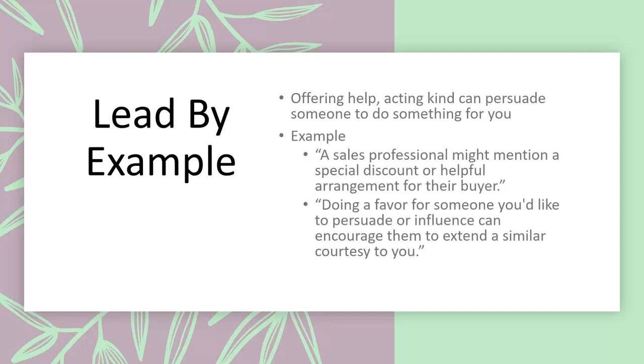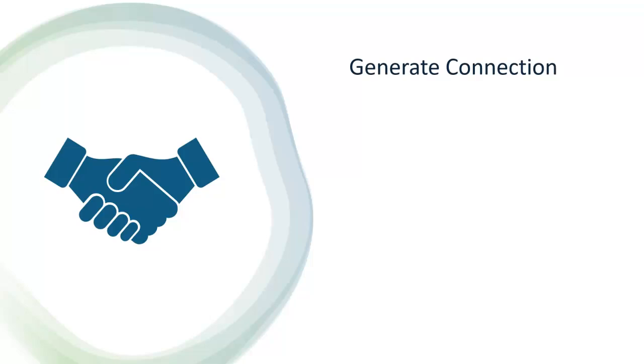Notice in that example I just gave, you're also using finding commonalities, which is important because if you can combine multiple of these, you're even more likely to convince someone of this. So you can see right here, leading by example, doing a favor for someone, any of these things right here, making them want to agree with you.